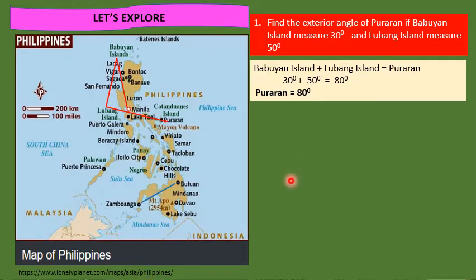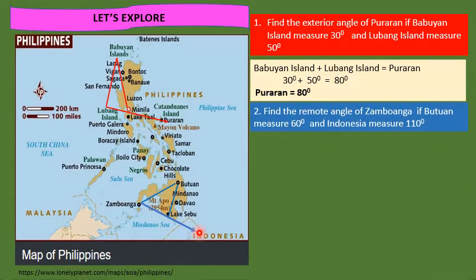The next one, you're here from Zamboanga and then you're going to Butuan. And then from Butuan, going to Lake Cebu. And then from Zamboanga you go into Lake Cebu, then from Lake Cebu you go into Indonesia. So that is the exterior. But then the question is, find the remote angle of Zamboanga if Butuan measures 60 degrees and Indonesia measures 110 degrees. So Zamboanga is here.